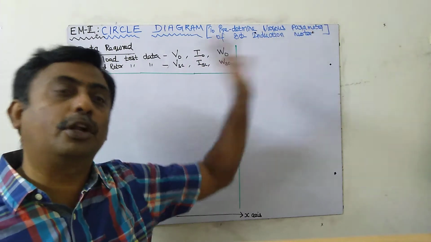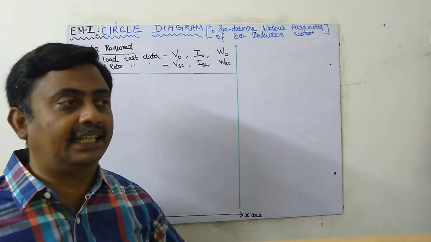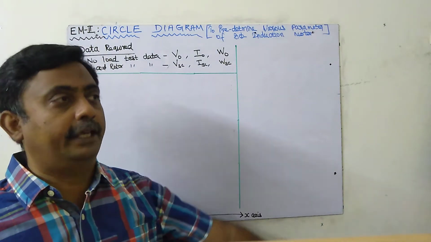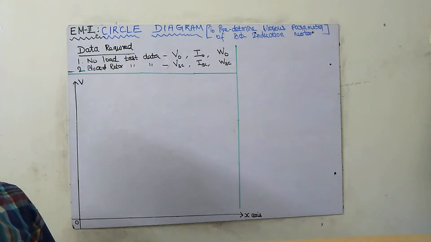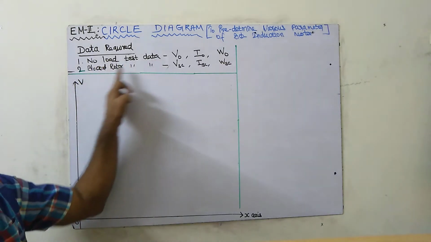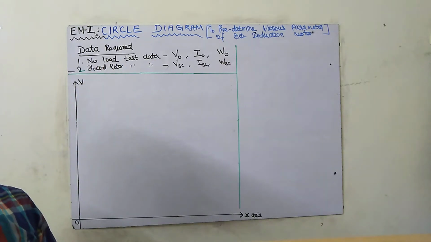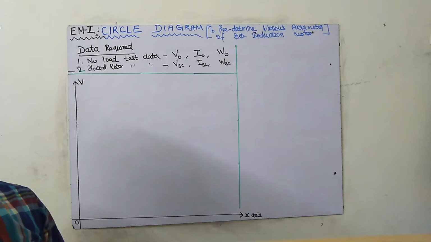Which type of induction motor? Both, either a slip ring induction motor or a squirrel cage induction motor. Coming to this, what data are required here? There are two data required. One is no load test data, and the other one is blocked rotor test data. Two data are required here: one is the no load test, the other one is the blocked rotor test.